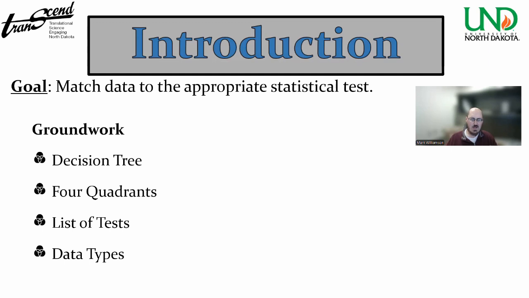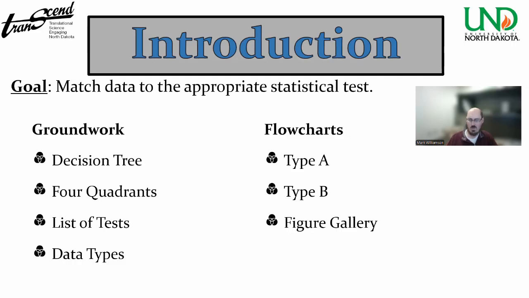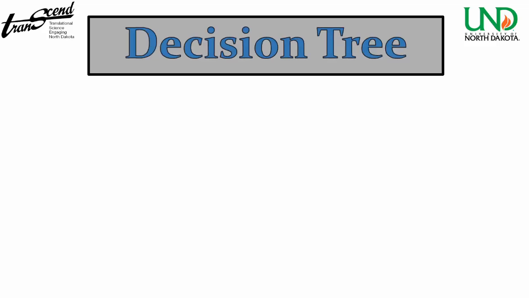data. Now, for the actual matching data to statistical test, I have a variety of flowcharts. I have what I call the type A flowchart, very detailed. Type B, looser, more informal, to get the answer more quickly or get into the ballpark more quickly. Then I have a figure galley, so if you want to start with the results or what the results should look like and then work backwards towards the test. And then finally, what I call the GLMM or the generalized linear mixed model flowchart, because really a lot of tests can be flexibly captured using the generalized linear mixed model. All right, with that, let's turn to the decision tree.